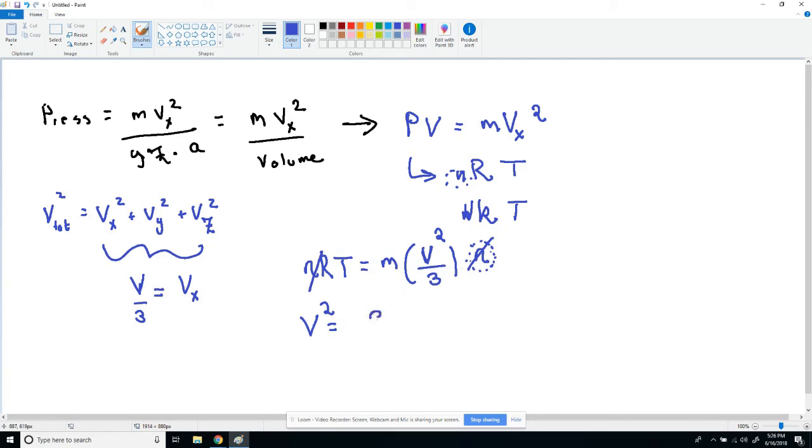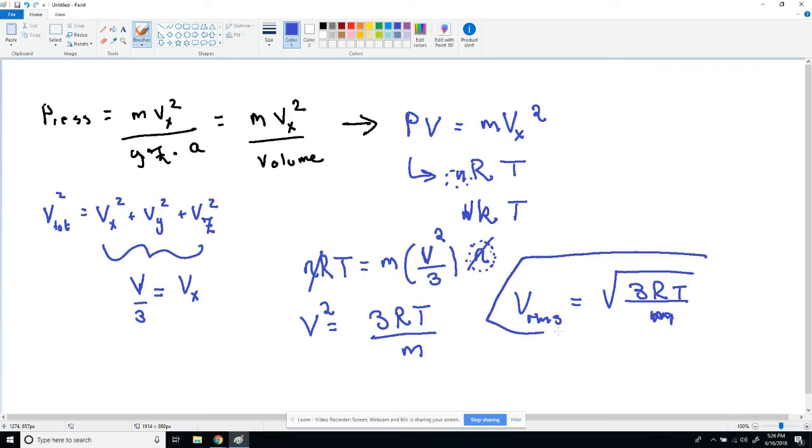and v squared is 3 times the gas constant times T over m. And when we take the square root, we can see that the root mean squared velocity is the square root of 3RT over m. And this is the form you usually see it in most physics books.